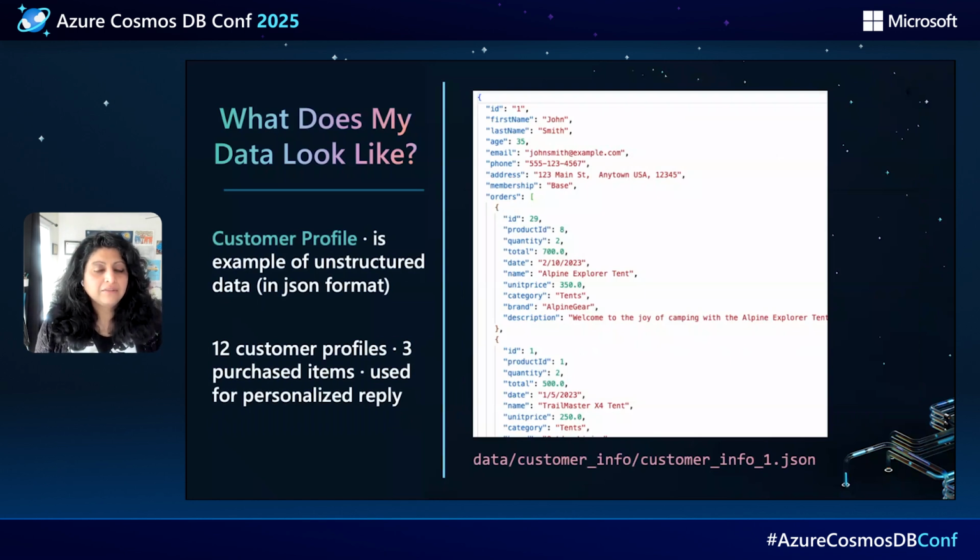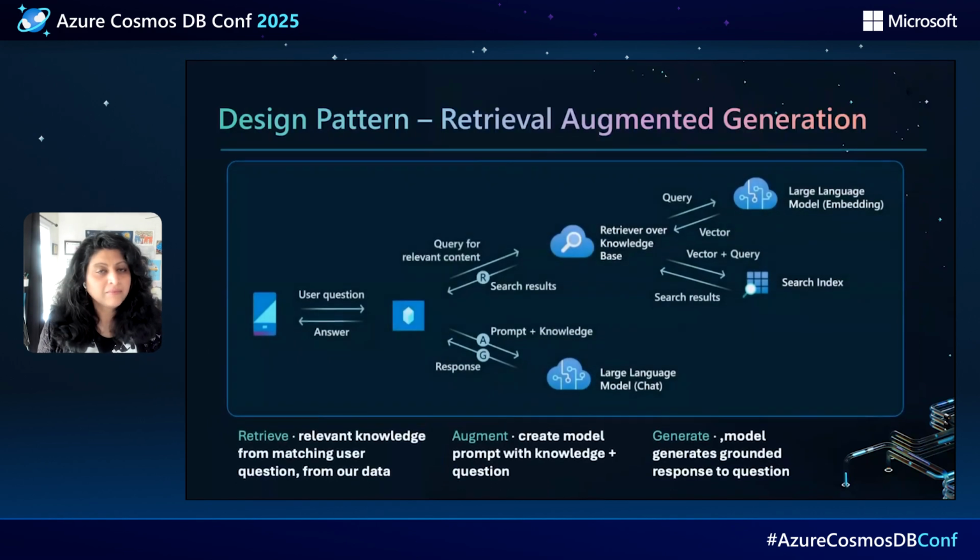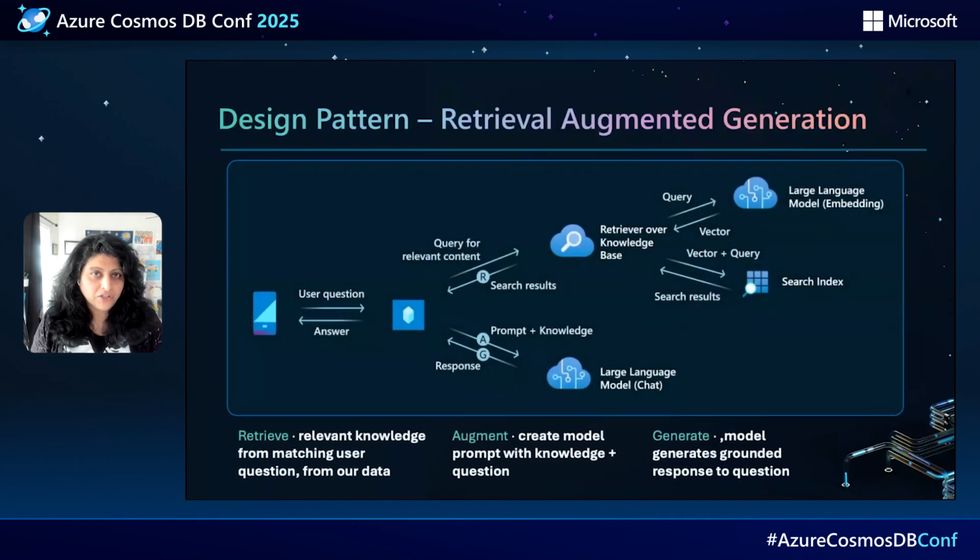So with this data, we now want to build a chat AI grounded in this data. How do we do it? The answer is retrieval augmented generation, or RAG. I'm not going to go into too much detail because we're all probably very familiar with this design pattern. But let's take a quick look at the flow so we understand how this maps to our architecture later.